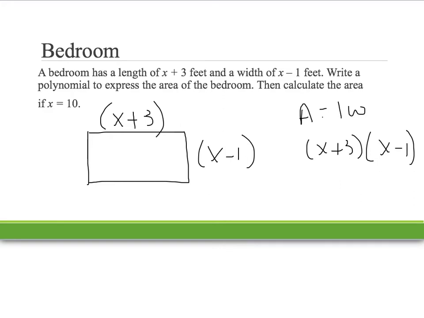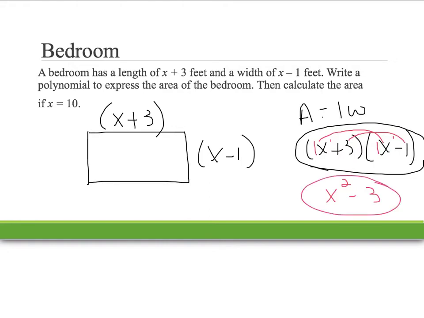If we want to calculate the area, we have our answer right here: x plus 3 times x minus 1. Now if we want to multiply these two, remember that the coefficient in front of x is just 1. So 1 times 1 is 1, and x times x becomes x squared. And then we just have 3 times negative 1, which is negative 3.